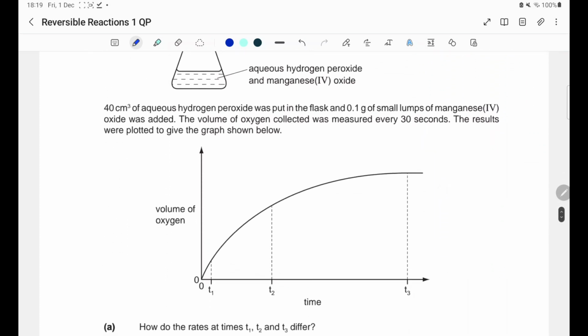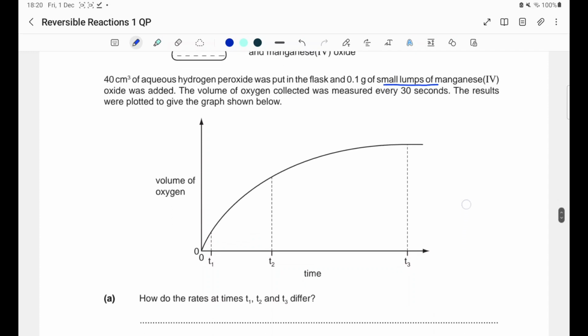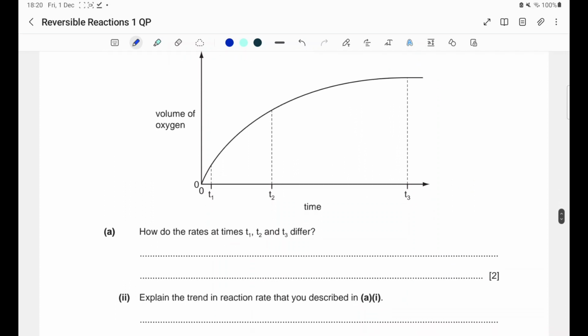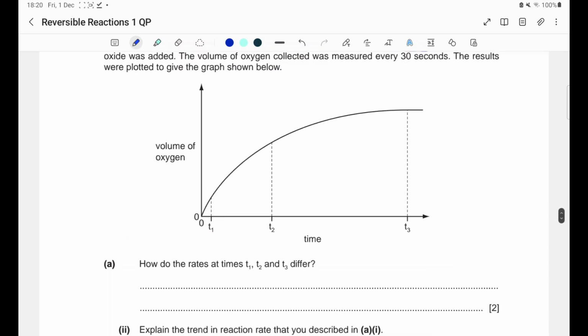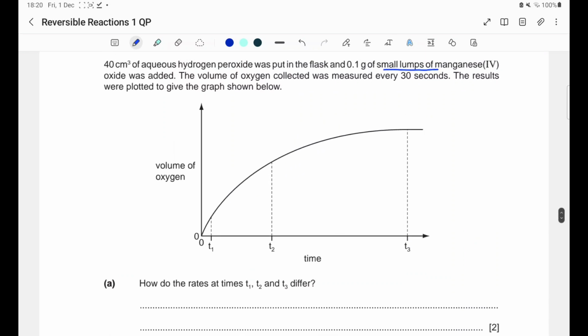40 centimeter cubes of aqueous hydrogen peroxide was put into the flask and 0.1 grams of small lumps of manganese oxide was added. The volume of oxygen collected was measured every 30 seconds. The results were plotted to the graph shown below. How do rates at time T1, T2, and T3 differ? So we had looked into analyzing the graph for rate of reaction in the video that I covered rate of reactions in. And over there we covered that the steeper the slope, the faster the rate of reaction.